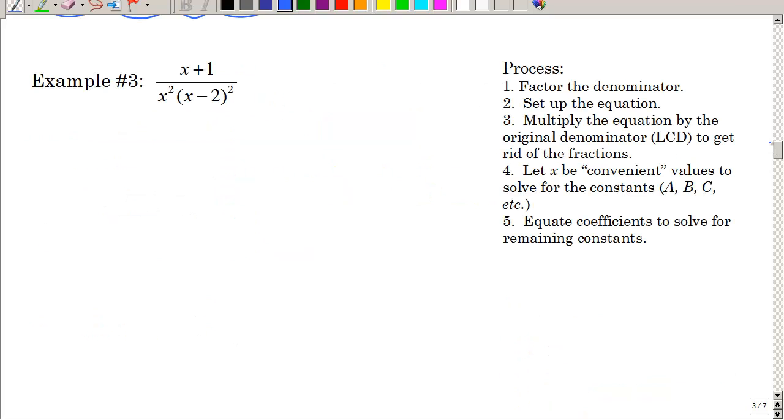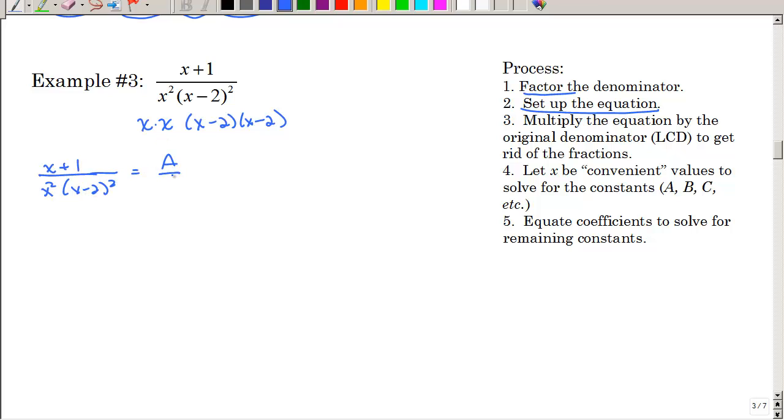So the first thing we need to do is factor the denominator. Well, this is already factored for us, but you want to note that that means x times (x - 2) times (x - 2). So we do have repeated linear factors. So we need to set up our equation. Now how do we set that up? We're going to have x + 1, our original fraction. What does that equal to?